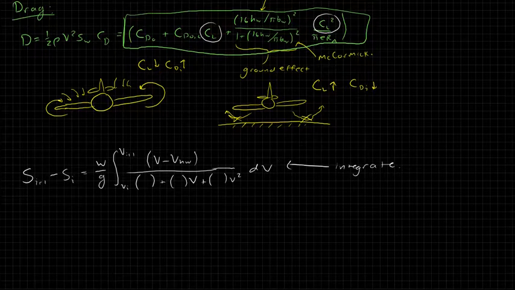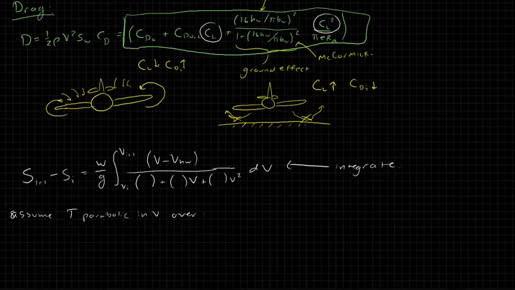Okay, now we can also extend this. So this is for a small time interval, but actually we can generally get a decent approximation by assuming that these parabolic relationships hold over the entire acceleration run. In which case, here I'm going to say we assume that the thrust is parabolic in v over the entire acceleration.